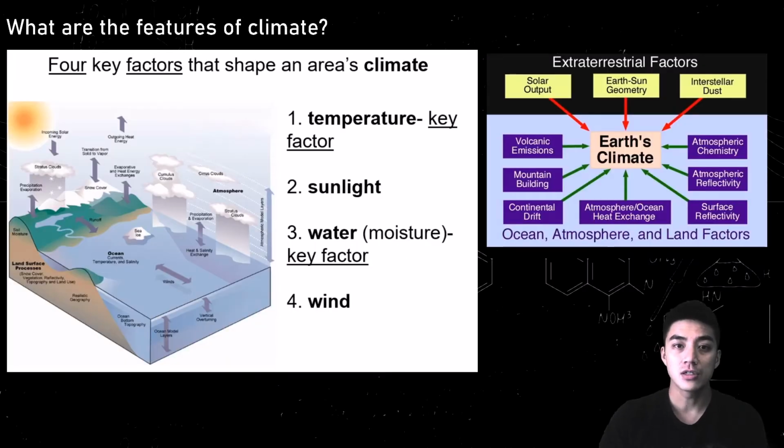4 key factors shape an area's climate. You have temperature, sunlight, water, and wind. The ocean, the atmosphere, and things on land can affect the Earth's climate, as well as extraterrestrial factors. Things like solar output, as well as interstellar dust, can affect the climate.